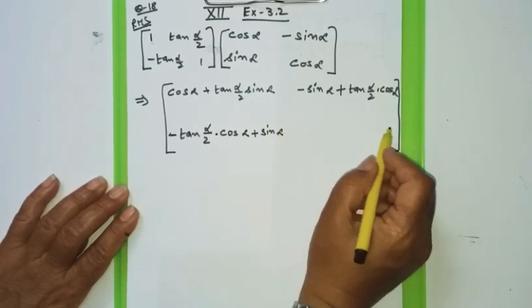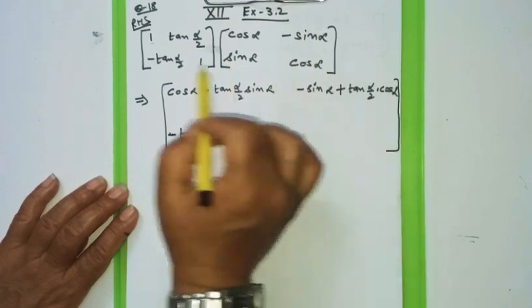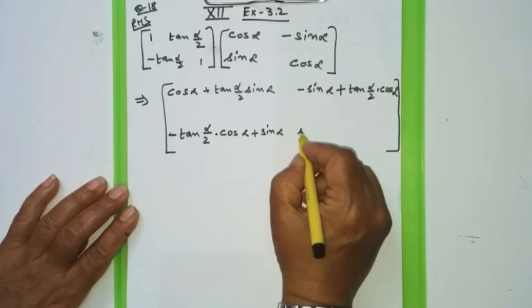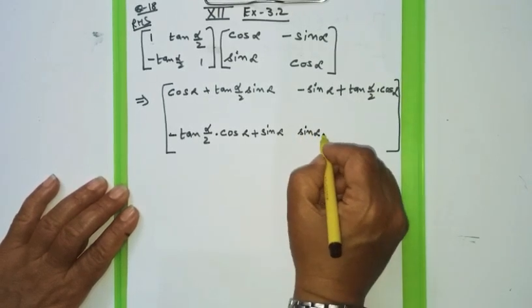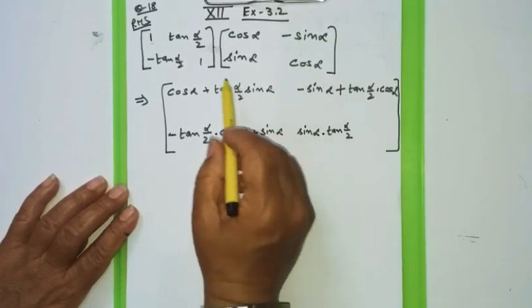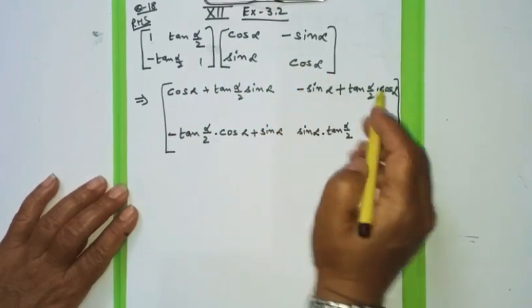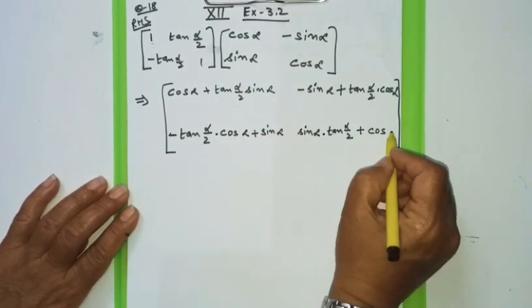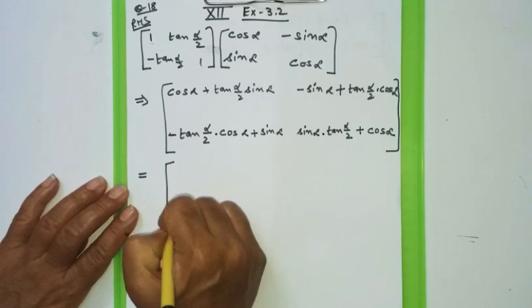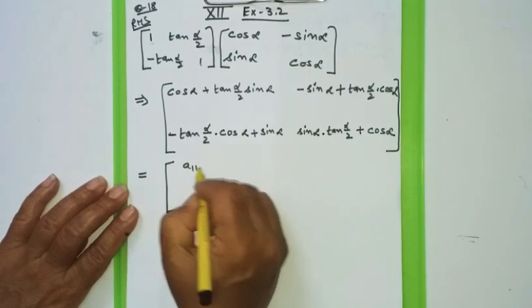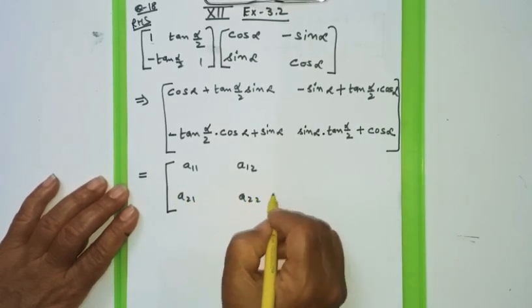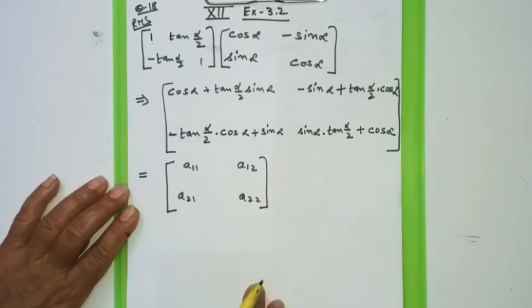Now for A22 we multiply this second row with second column. So minus tan alpha by 2 into minus sin alpha gives you plus sin alpha into tan alpha by 2, plus 1 into cos alpha, so plus cos alpha. Now students, we can call this matrix as A11, A12, A21 and A22.